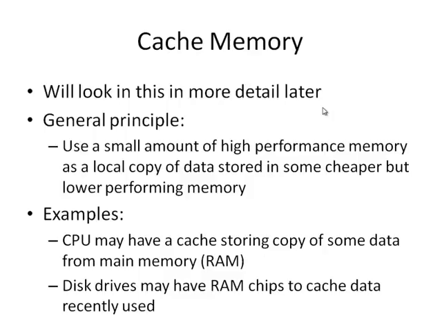Or disk drives, especially hard disks, may use RAM chips to cache some of the data that's been recently used or accessed to try and limit the dependency on using the disk itself to read and write data to allow faster access.